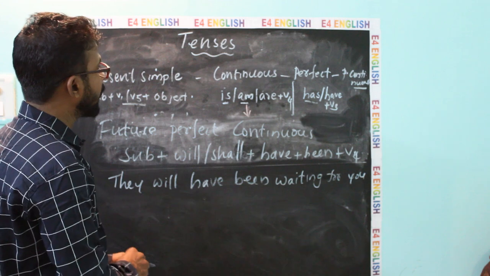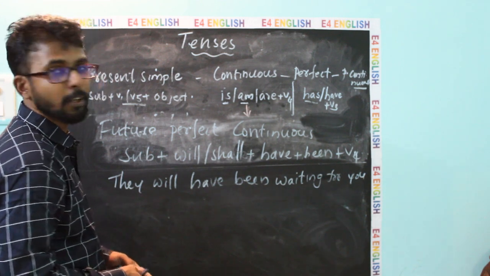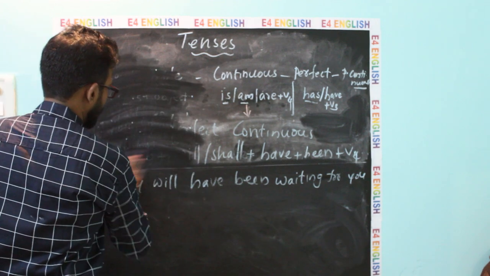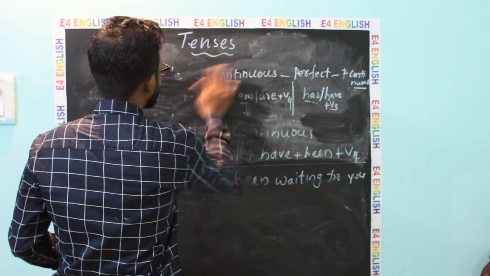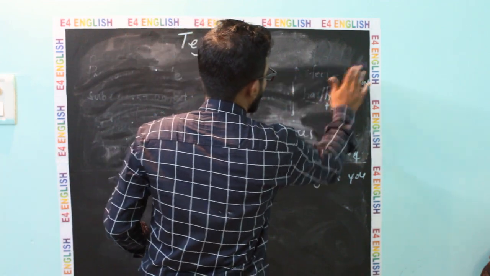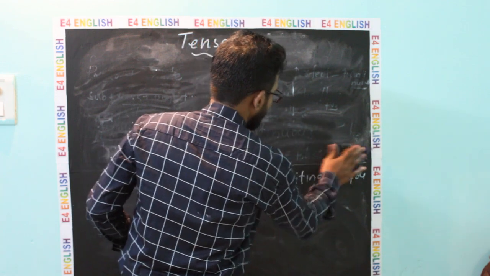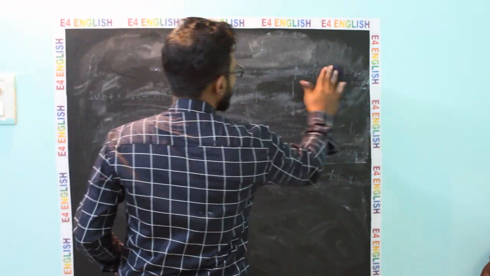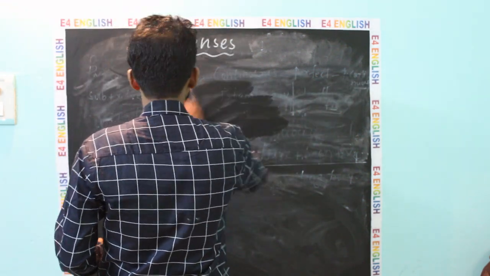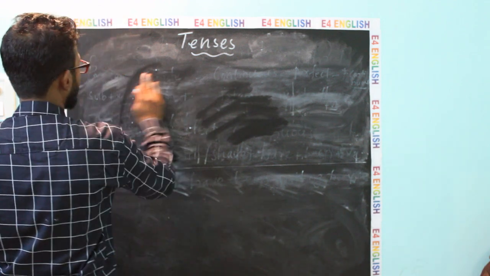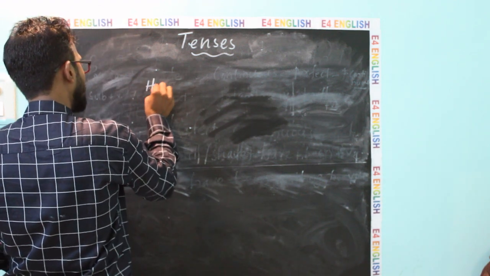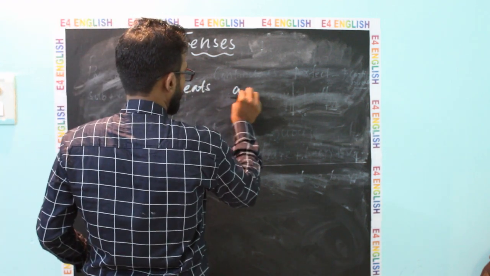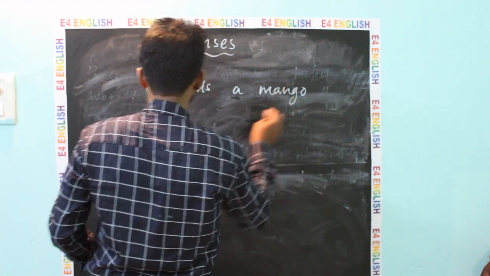So now in total, what kind of changes are we supposed to make? Let me give you an example. To master the tenses, what you are supposed to do is take a sentence. Let me tell you what kind of practice you should do. Here, take a sentence in simple present: he eats a mango.